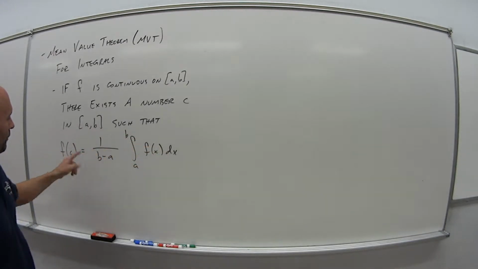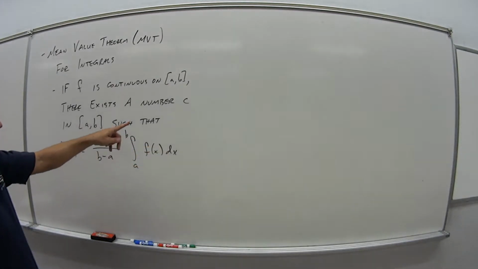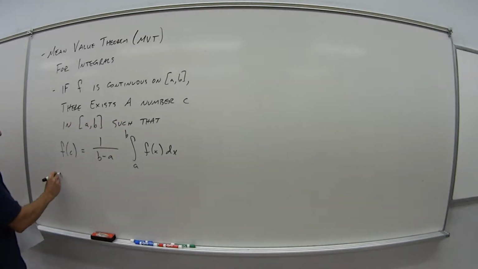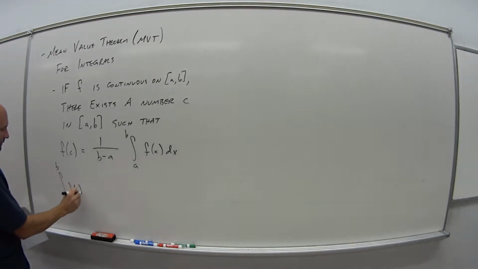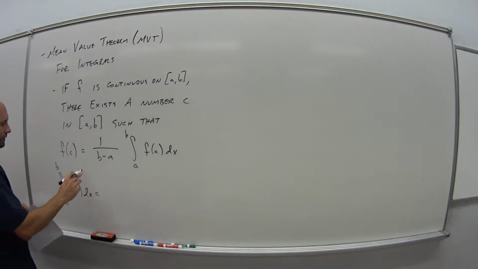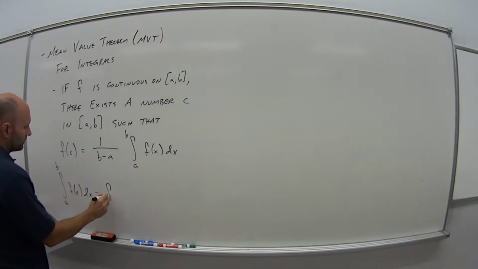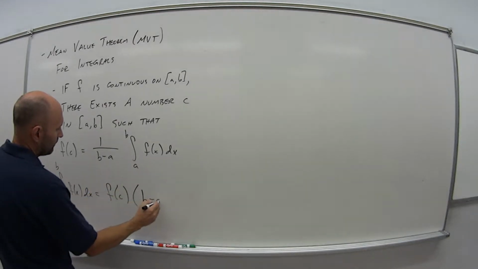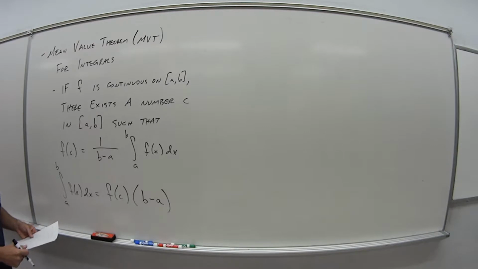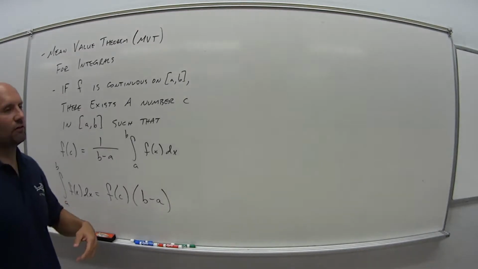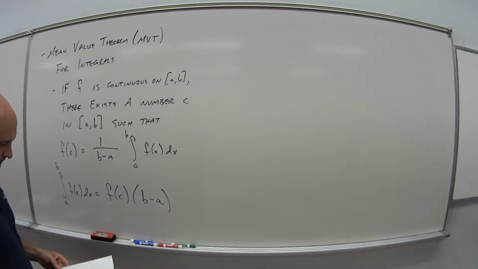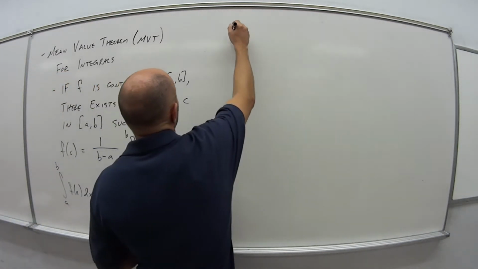If we multiply both sides by b minus a, what happens? It cancels out here, and we multiply it by this. So we can say really that this integral from a to b of f of x dx is the same as the function evaluated at some point within the interval times b minus a. So it's basically just telling us what is the average value of this integral. So let's look at an example.